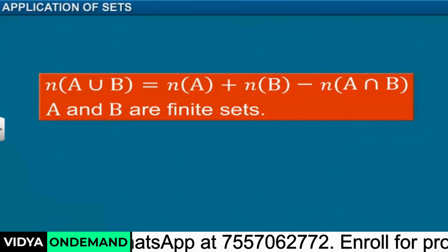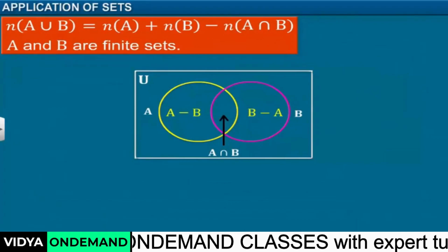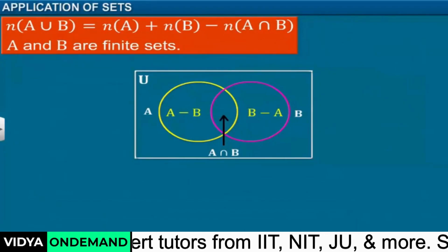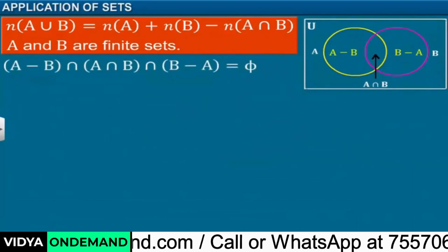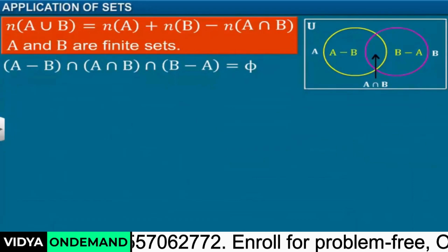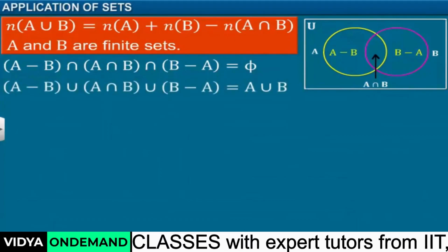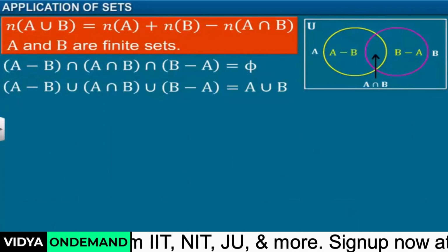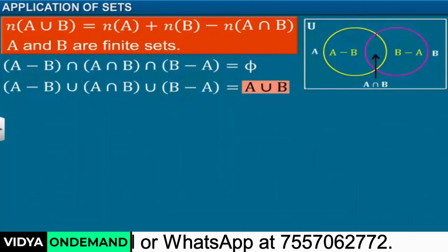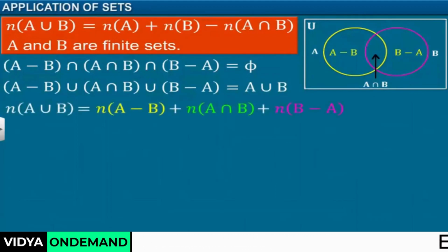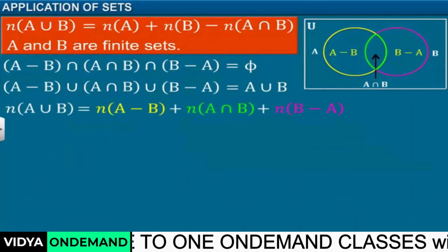Let's verify the relation with the help of a Venn diagram. From the figure, we can observe that the sets A minus B, A intersection B, and B minus A are disjoint sets. Also, the union of these three sets results in the set A union B. We will use this fact to obtain our original relation. It follows that the number of elements of set A union B is equal to the sum of the number of elements of each set taken independently.